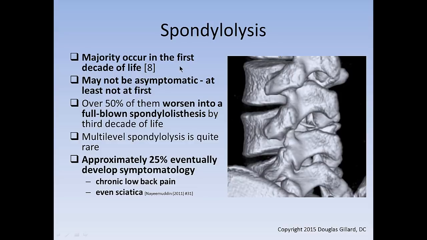So the majority, based again on Fredrickson, we have learned the majority of these occur in the first decade of life, between 0 and 10. And a lot of times they're not symptomatic, at least at first. But, again from the Fredrickson study, over 50% of spondylolysis without slip will turn into a full-blown spondylolisthesis by the third decade of life, right? By the 40s. Okay. Approximately 25% will become symptomatic. So most of them, again, are not symptomatic.